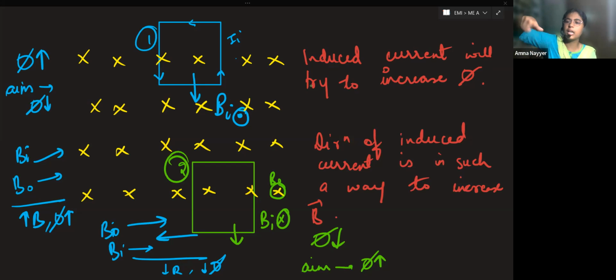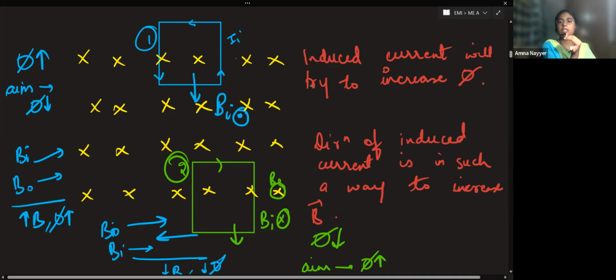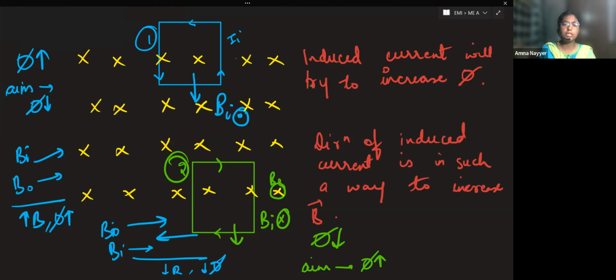See, keep your thumb like this. This is inwards, and the curling of the fingers is clockwise. Keep your thumb inwards, curling of fingers will be clockwise. So the direction of induced current will be clockwise.